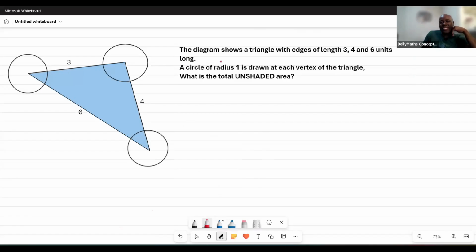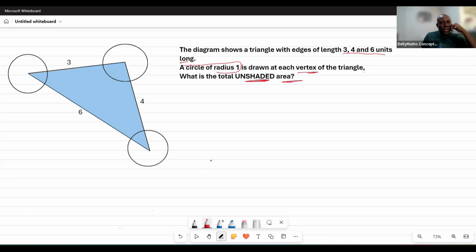Today we are looking at a fun question. Let's take a look at it. A diagram shows a triangle with edges of length 3, 4, and 6 units long. A circle of radius 1 is drawn at each vertex of the triangle. What is the unshaded area?